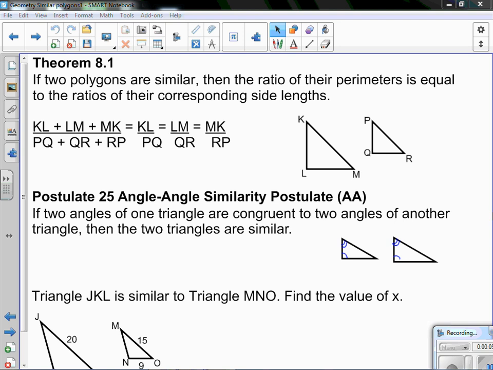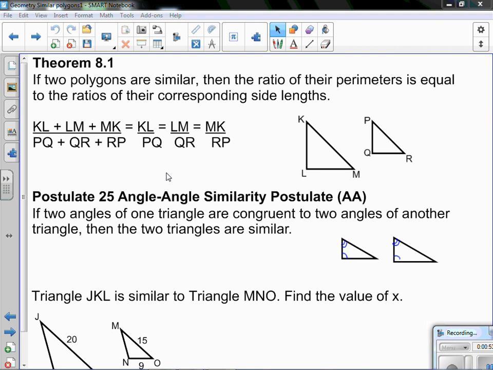Alright, so continuing on with similar figures and looking at similar triangles a little more today. We got theorem 8.1, which tells us if two polygons are similar, then the ratio of their perimeters is going to be equal to the ratio of the corresponding side lengths. So if I take all the sides and add them together to make the perimeter, and then I make a ratio between the two similar triangles, that ratio should be the same as if I take the two corresponding sides and make a ratio out of them between the two triangles. So if I know the perimeters, that ratio is going to be the same as the individual sides.